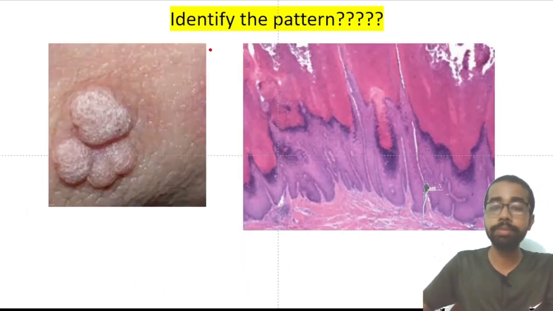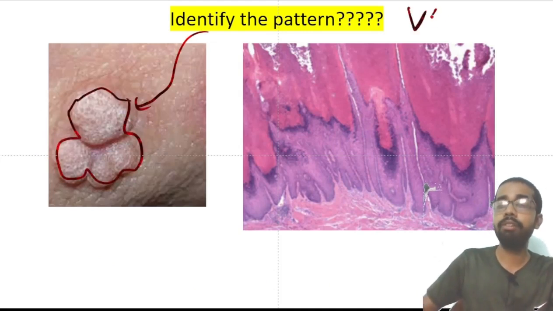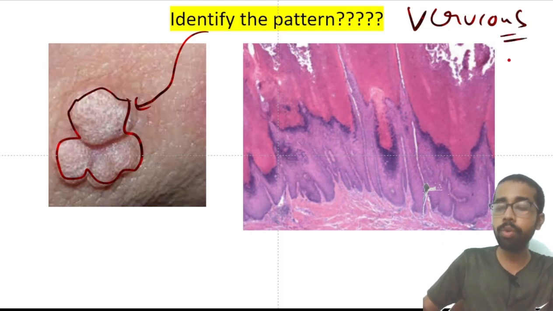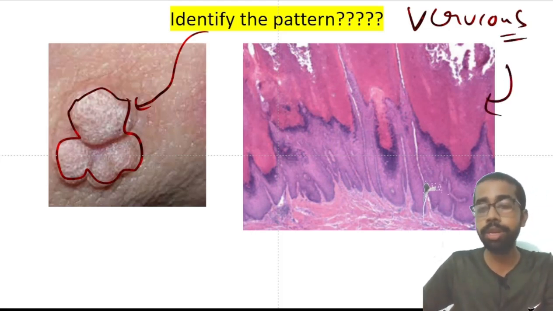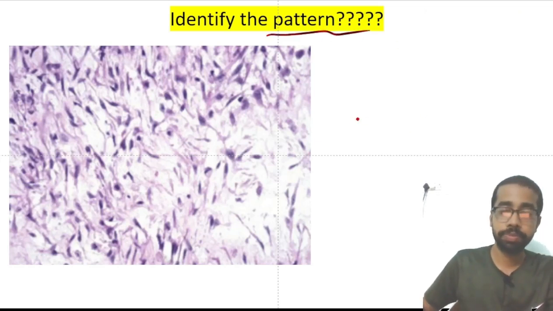Okay, what about this pattern? You are getting a cauliflower-like growth. That's nothing but a verrucous pattern, right? What like growth are you getting? It's a verrucous carcinoma or verrucous hyperplasia. No, verrucous carcinoma. Okay.